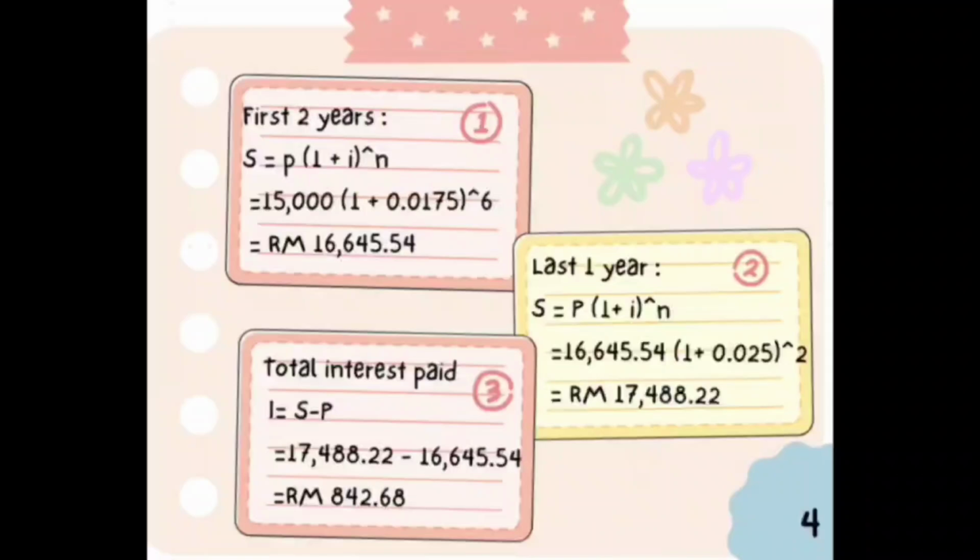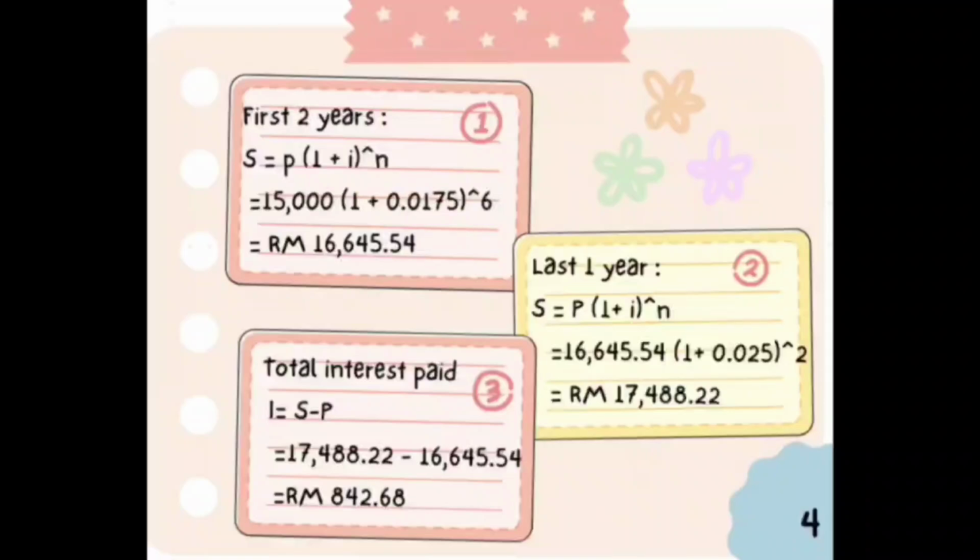The next step, which is the second step, is we need to calculate for the last 1 year. We're still using the same formula, but we'll change the P into the new figure that we got from the first step, which is 16,644 ringgit and 54 cent. And in bracket, 1 plus 0.025 close bracket power with 2, and we got 17,488 ringgit and 22 cent.